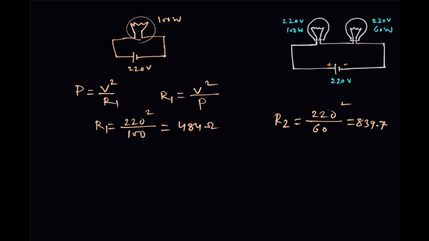Okay, R2 is this much and R1 is this much, and they are connected in series. Let us draw the equivalent circuit.